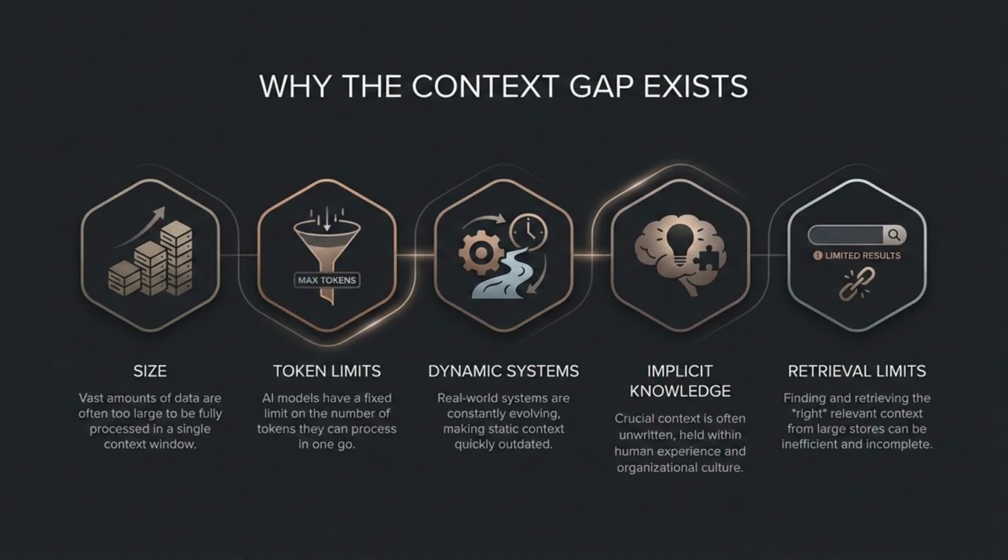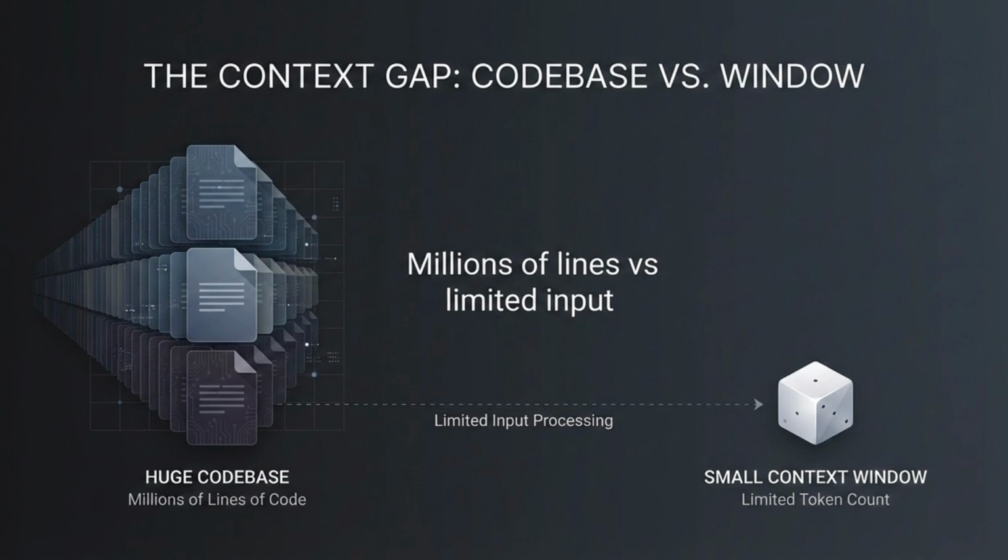This context gap exists for several reasons: the vast size of the data, fixed token limits on AI models, the dynamic and evolving nature of real-world systems, reliance on implicit knowledge, and inefficient retrieval limits. A major challenge is the sheer volume of code. We deal with millions of lines of code versus the very small, limited token count of the context window an LLM can process in one go.